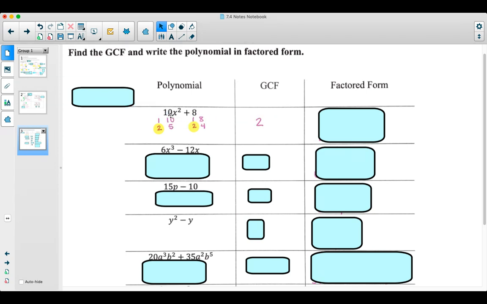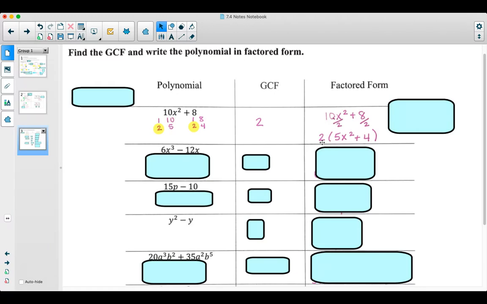Now, think that I have 10x squared plus 8, and I'm taking out a 2 from both of them. So in factored form, I'm dividing both of these numbers by 2. To figure out what's remaining, I have 2 on the outside because it doesn't magically disappear. What's remaining is 5x squared plus 4. How did I get 5x squared? Well, I divided 10 by 2. How did I get the 4? I did 8 divided by 2.